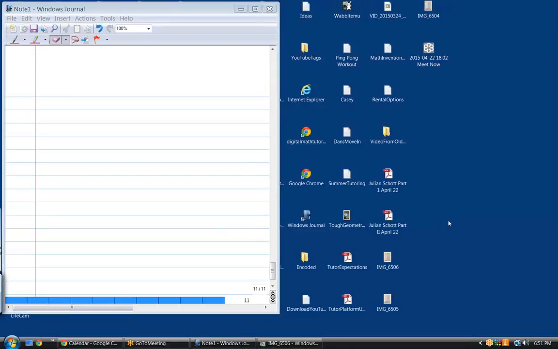The whole thing about hyperbolic functions is figure out your vertical asymptote, figure out your horizontal asymptote, and then work around those.